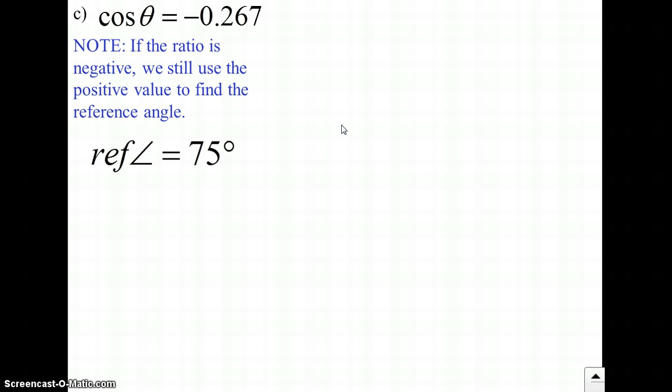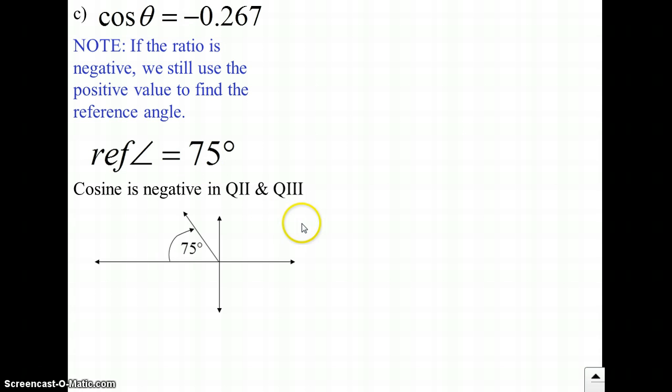If I go back and look at the original equation, the cosine ratio here is negative. So I ask myself, where is cosine negative according to my CAST rule? Which quadrants? Well, according to the CAST rule, cosine is negative in quadrants 2 and 3. So I'm going to draw a 75-degree reference angle in quadrant 2. There it is. That means in standard position, the angle is going to be 180 minus 75, or 105 degrees.